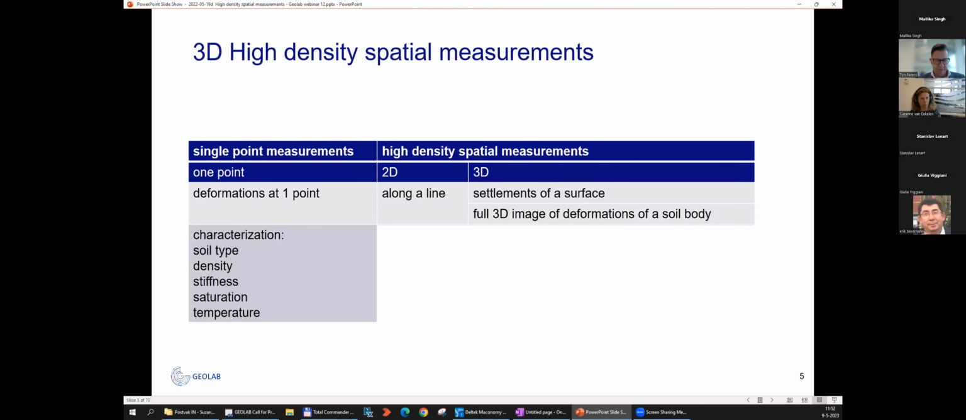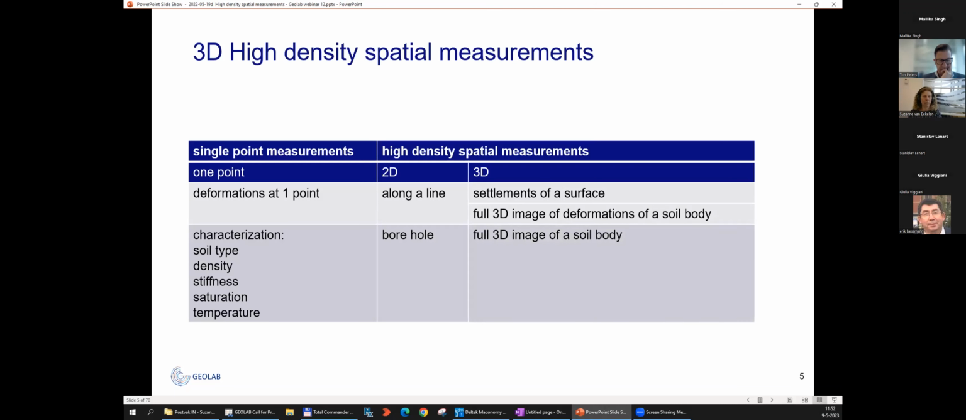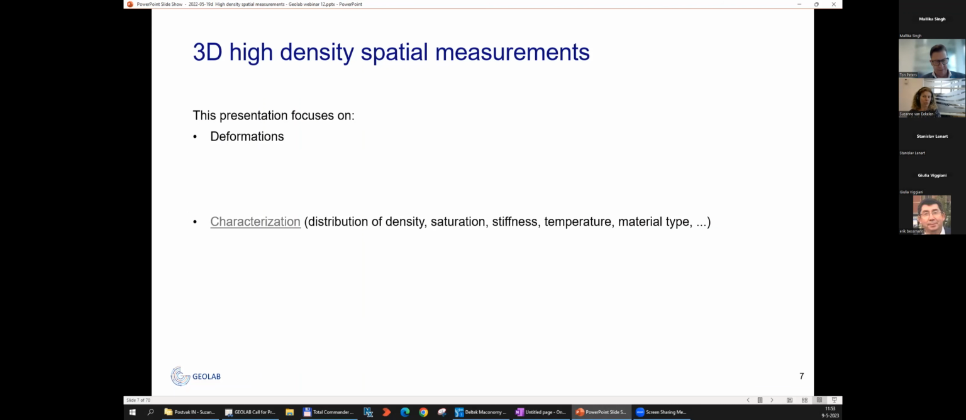We can also want to characterize a soil body on soil type, on density of soil, stiffness, saturation, or temperature. In former times, we did this with boreholes, taking samples. And now we have techniques that we can use to look into a soil body, and I will show you some of them. So this presentation focuses on three-dimensional high-density measurements. Of course, we have to limit ourselves for now. We focus on deformations and characterization, and I will start with deformations, with three-dimensional PIV and optic fibers.